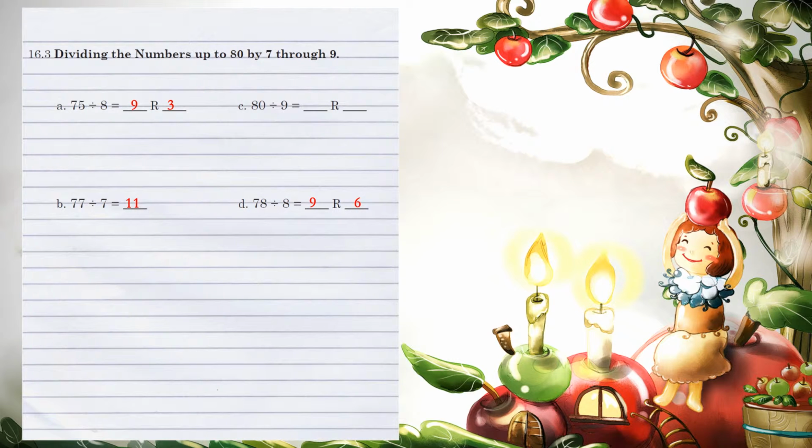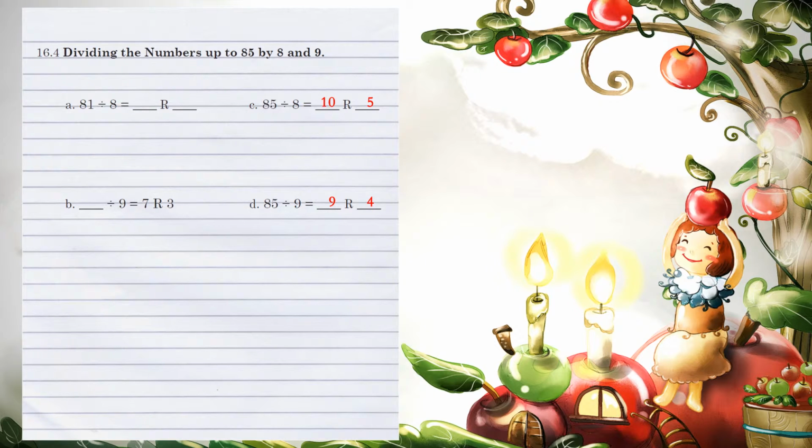Let's look at example C. 80 divided by 9. That is not going to give us an even number or a whole number. So you ask yourself, what number times 9 gives you closest to 80 without going over? Well, we know 9 times 9 is 81. That's over. So we have to look at 9 times 8, which is 72. When we take 72 away, we get 8 as a remainder.